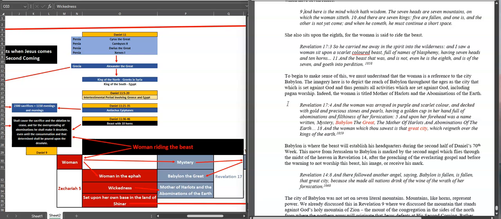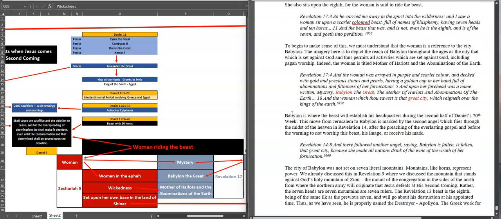To begin to make sense of this, we must understand that the woman is a reference to the city Babylon. The imagery here is to depict the reach of Babylon throughout the ages as the city which is set against God and thus permits all activities which are set against God, including pagan worship. Now, indeed, the woman is titled Mother of Harlots and the Abominations of the Earth.